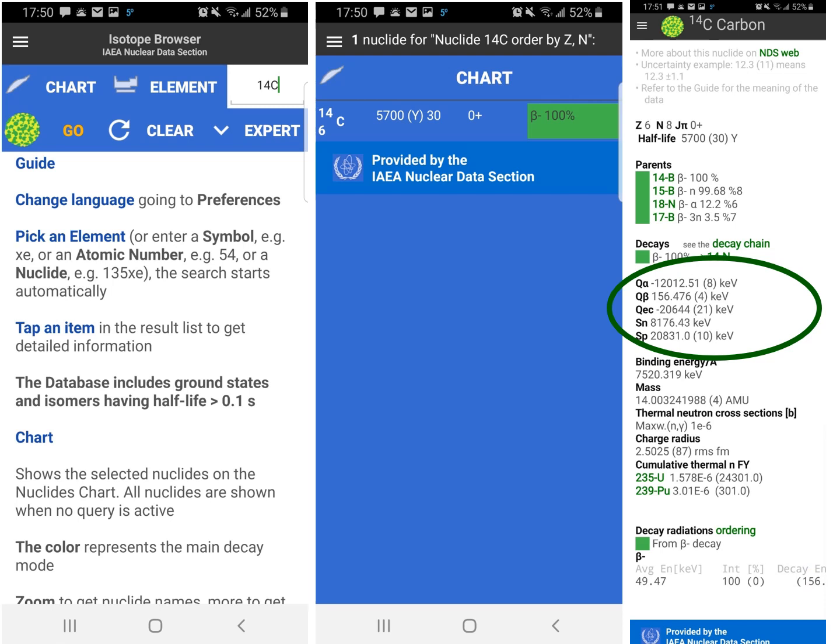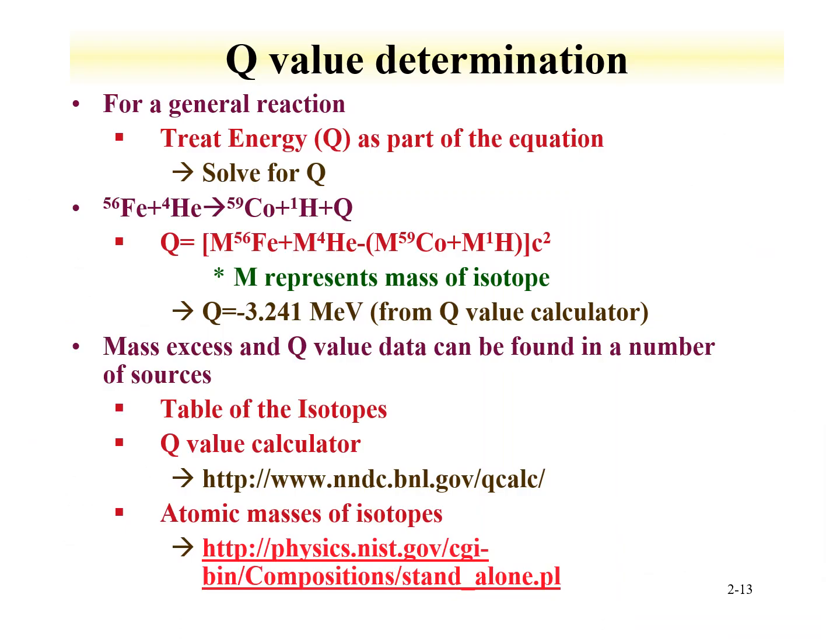So here, one of the first questions we asked, what's the Q value for the beta decay of carbon-14? You could use the Isotope Browser and get 156.476 keV. Now we showed the Q value for specific reactions. Actually, you can determine the Q value of any reaction. So just treat the Q, the energy, as part of the equation and solve for Q.